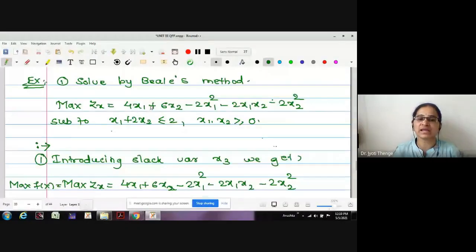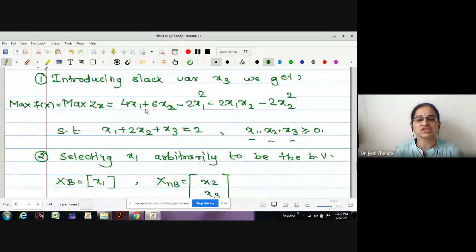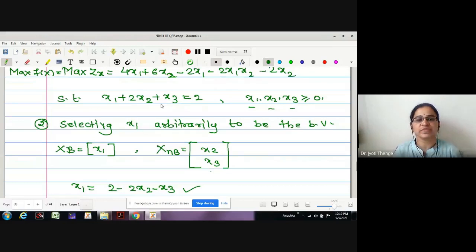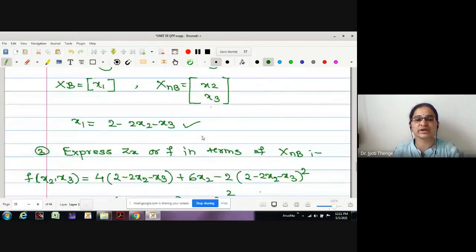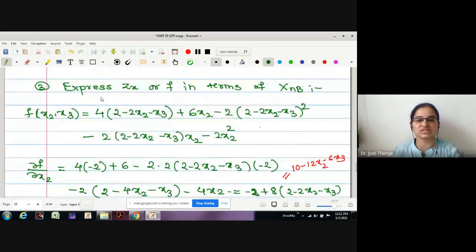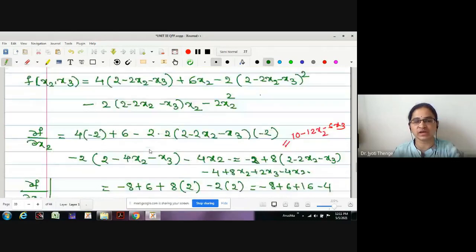We have seen one example of this containing only one constraint. Initially, we converted the inequality constraint to an equation. As there is only one constraint, we select only one variable to be the basic variable. Here we selected x1 to be basic, and the remaining two, x2 and x3, will be the non-basic variables. Then we expressed the objective function in terms of x2 and x3 only, by replacing the value of x1 in terms of x2 and x3.